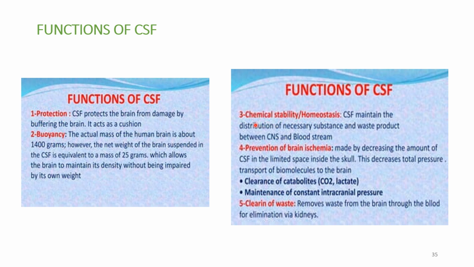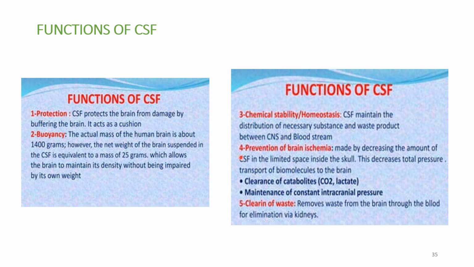Next function. For chemical stability and homeostasis, the CSF maintains the distribution of necessary substances and waste products between the CNS and the bloodstream. Okay, so it is helpful for homeostasis and chemical stability. So it will give necessary substances and remove the waste substances.